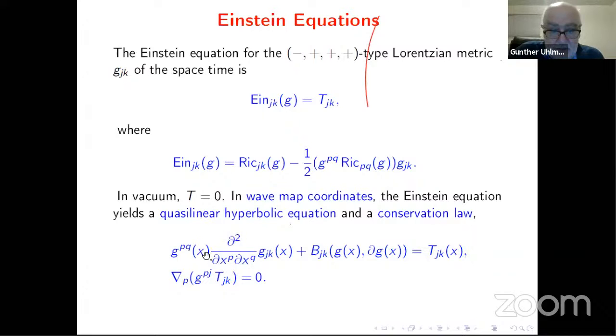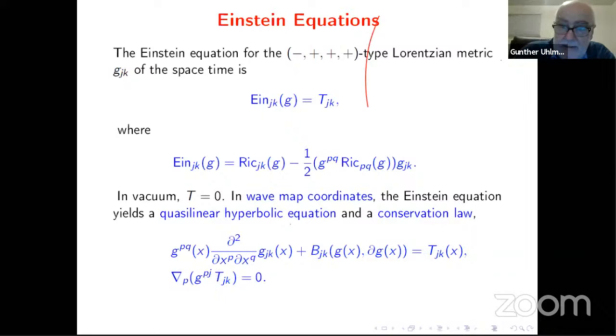So this is like a wave equation here, plus a nonlinear term, and this has quadratic type of nonlinearities in the gradient as well. And this is a conservation law that says the total energy is conserved. This comes from Bianchi's identity. This is very roughly speaking.